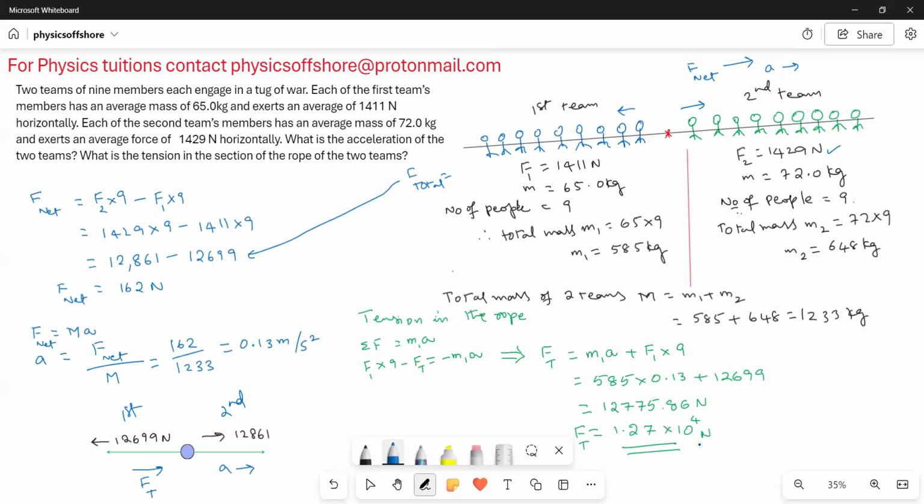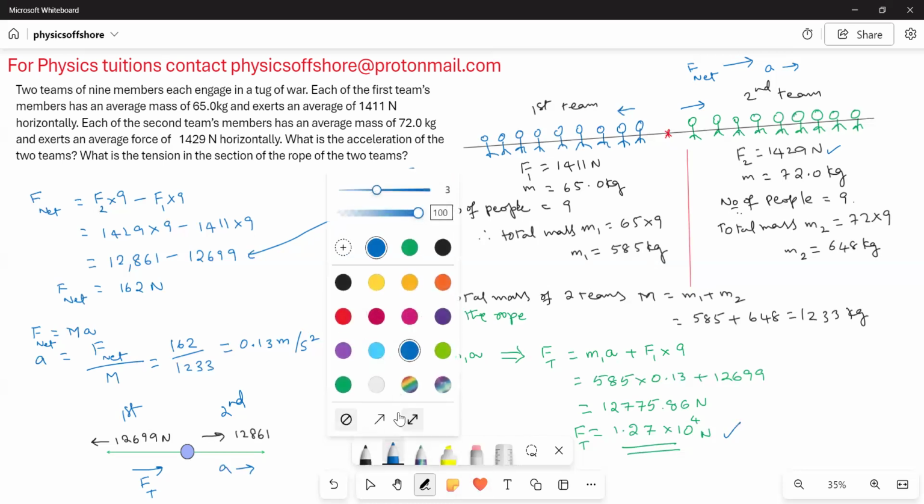Suppose you want to take the second team. Whether it is the first team or the second team, the value should be the same. You should get the same tension in the rope because the tension is the same along the rope. So it should be the same. I will explain what happens if you take the second team.